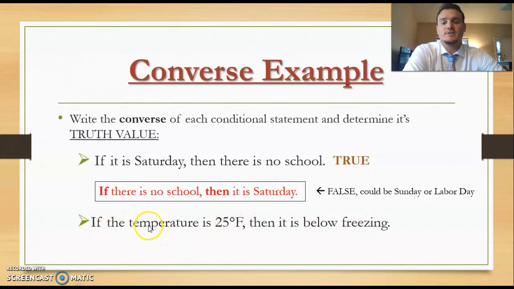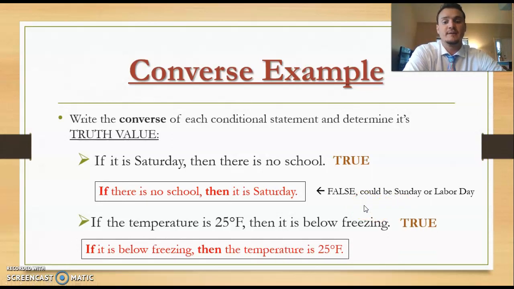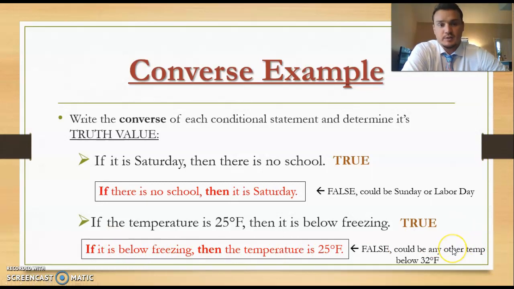Then we have the second conditional statement. If the temperature is 25 degrees Fahrenheit, then it is below freezing. That's a true statement because 32 degrees Fahrenheit is freezing temps. If we write the converse of this, it would say, if it is below freezing, then the temperature is 25 degrees Fahrenheit. So again, converse, you just switch the hypothesis and the conclusion around. This is false because it could be any temperature below 32 degrees. It could be 26 degrees Fahrenheit. All right, let's look at the next one.